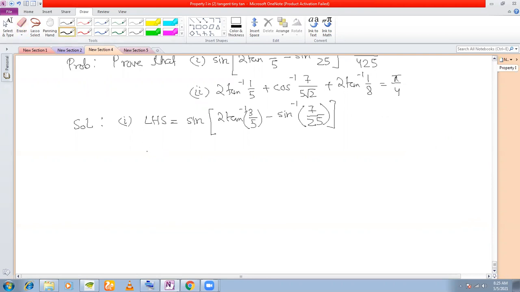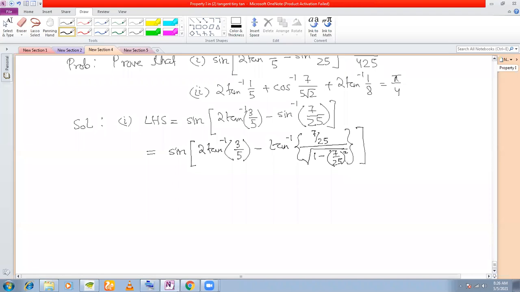We write tan inverse then. Sine of 2 tan inverse 3 by 5 minus. Now this sine inverse, if we change to tan inverse, this will become 7 by 25 divided by root of 1 minus 7 by 25 square, right? So I've changed both now to tan inverse.